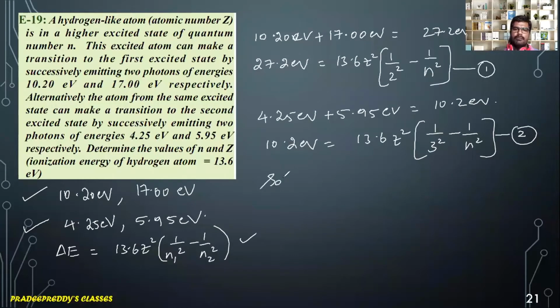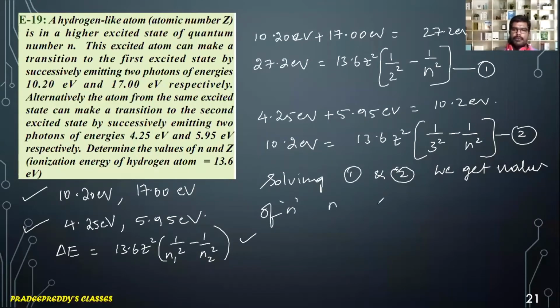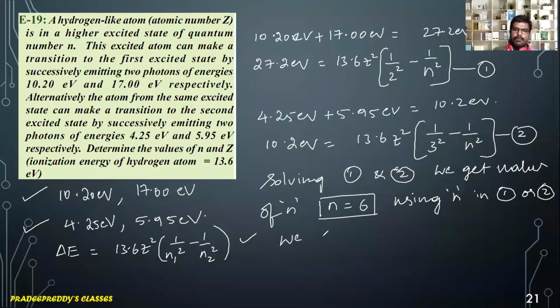So solving 1 and 2, we get the value of n. If you calculate, you will get n is equal to 6. Taking this n in 1 or 2, we get Z, and Z is equal to 3. So the atomic number of the atom which is undergoing transition in this case is 3.